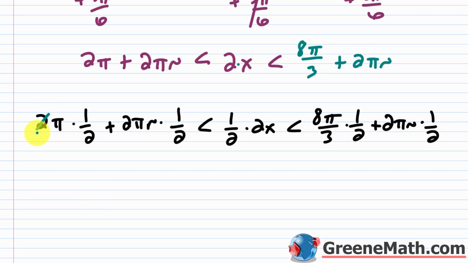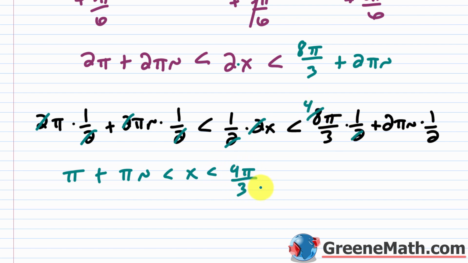The 2's would cancel, so you have pi, and then these 2's would cancel, so you have pi n. This is less than x, which is less than, 8 divided by 2 is 4, so this is 4 pi over 3, and then plus pi n. So that is your solution in terms of x. So x is greater than pi plus pi n, and less than 4 pi over 3 plus pi n.